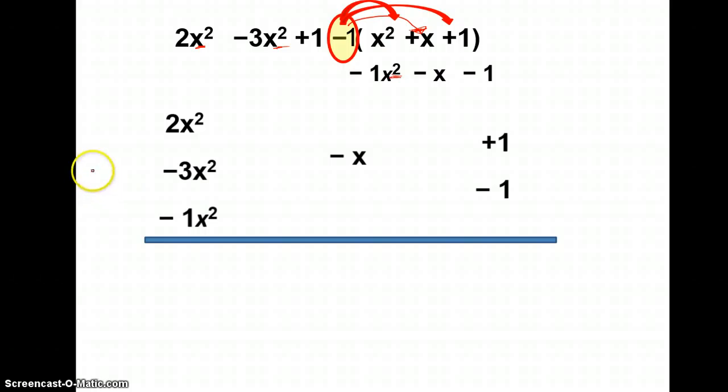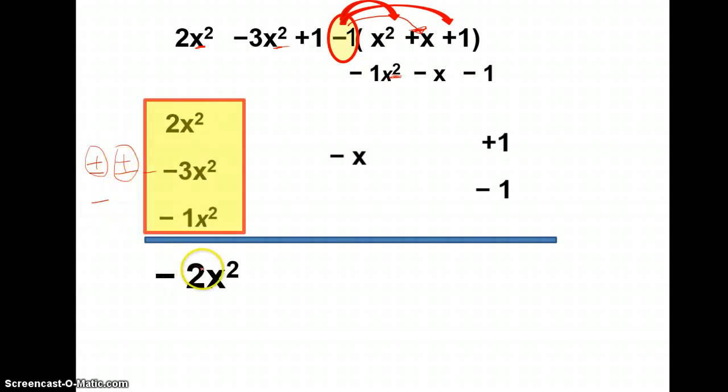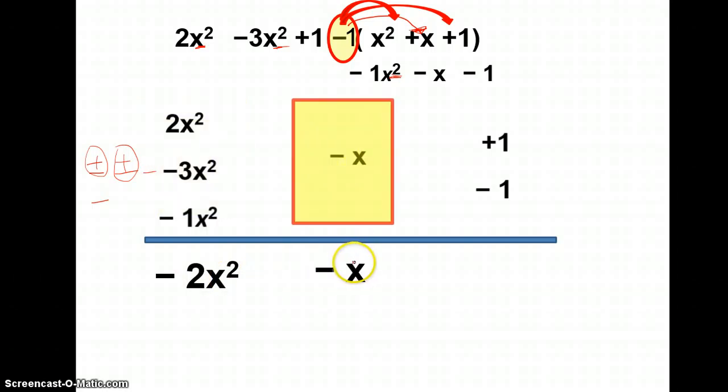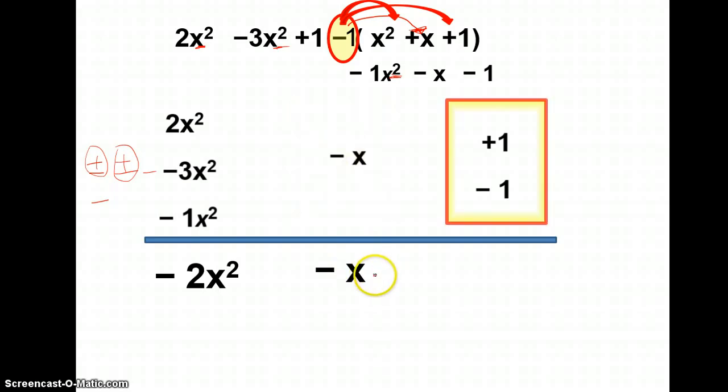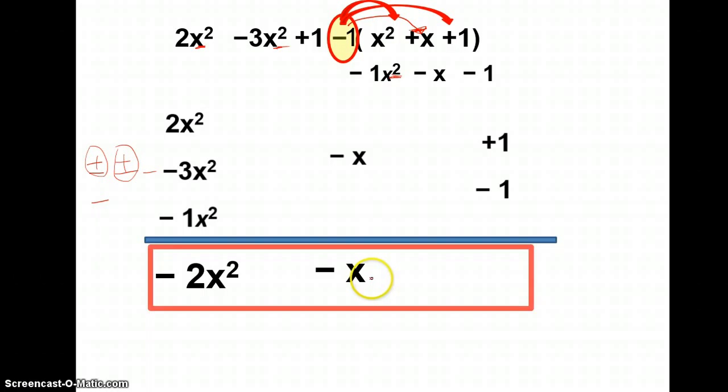4 negatives, right? 2 positives. That zeroes out. We're left with 1, 2, negative 2x squared. This one doesn't have anything to be grouped with. And that just zeroes out. So our response is negative 2x squared minus x.